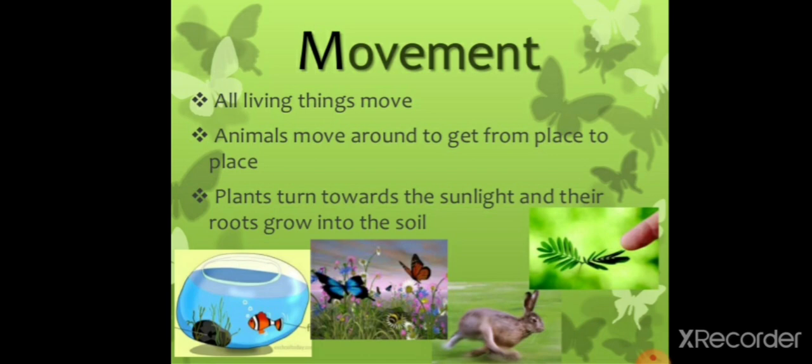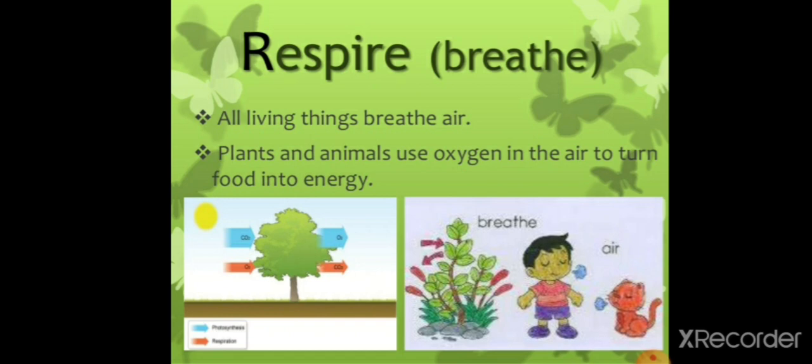Animals move around here and there, so that means they are living. Even plants move to some extent. They turn towards the direction of the sun, or they turn towards the sunlight. So even plants are living. Let's go ahead.